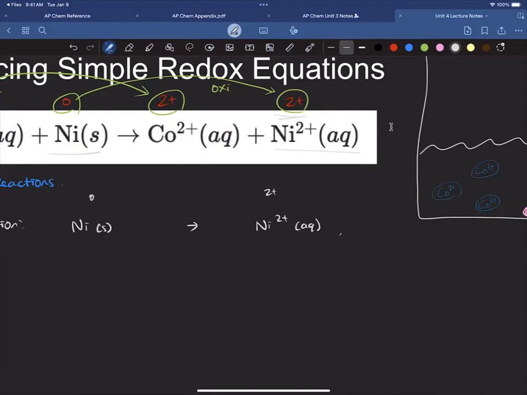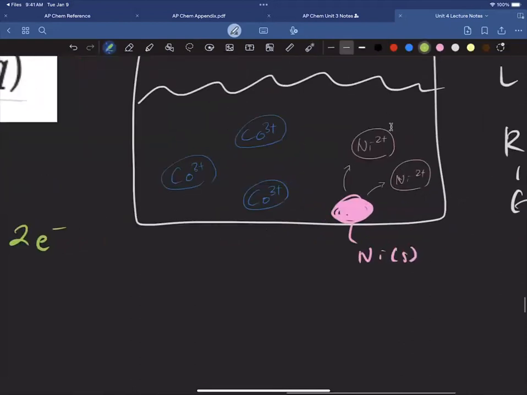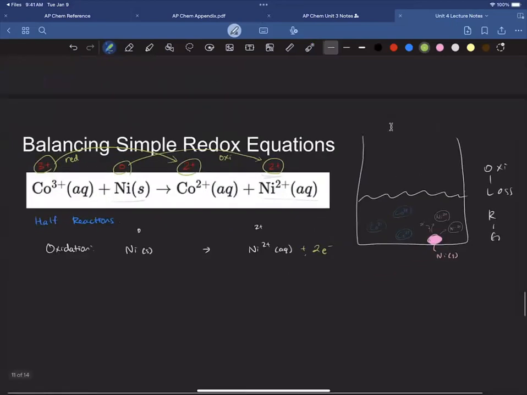On the left side, the charge is 0. On the right side, the charge is 2+. To balance the charge, this means nickel lost 2 electrons. So during this reaction, nickel solid becomes nickel 2+ aqueous, and it lost 2 electrons in this process. As the nickel solid is becoming an ion, 2 electrons are being released. That's why it's being oxidized.